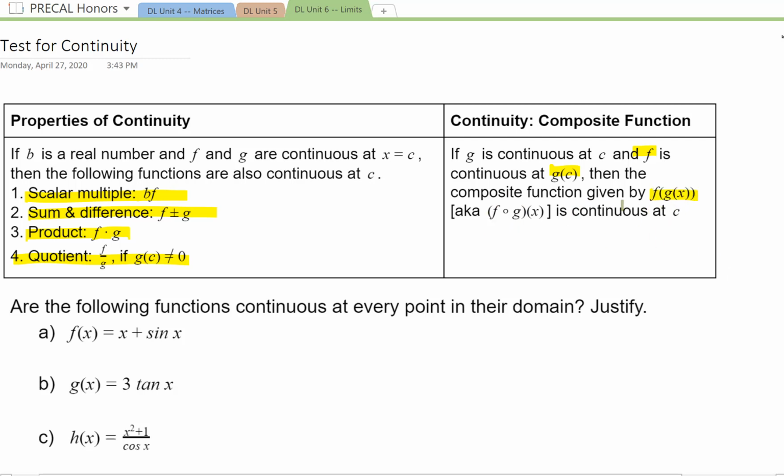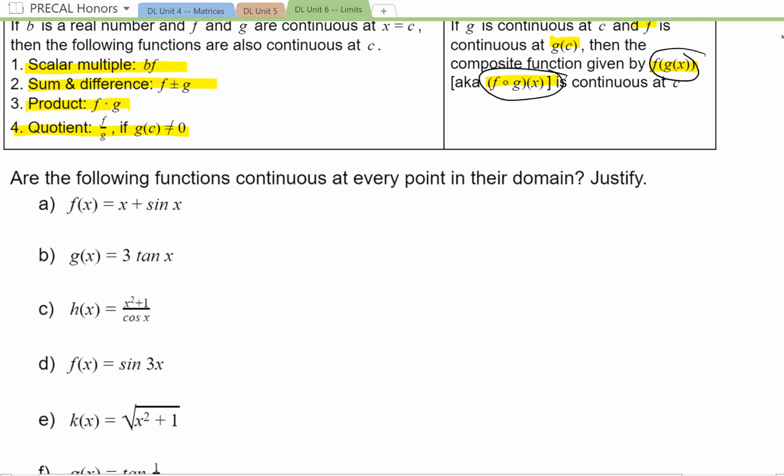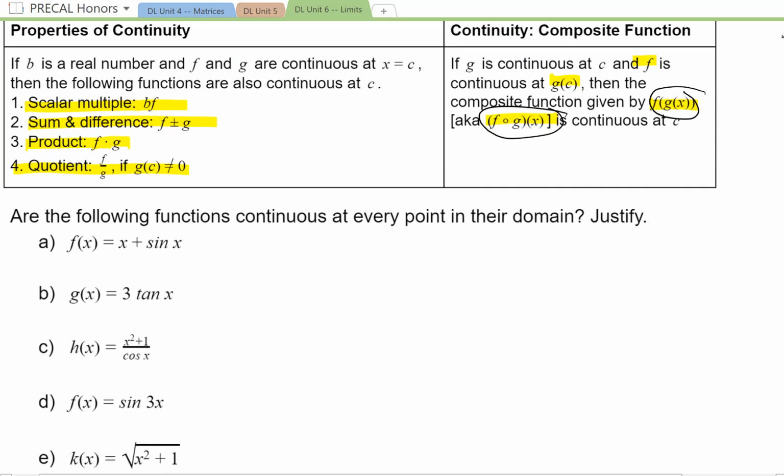Another way that they write that is this. So both these mean the exact same thing. It's putting one function inside of the other function for the variable. Are the following functions continuous at every point in their domain?